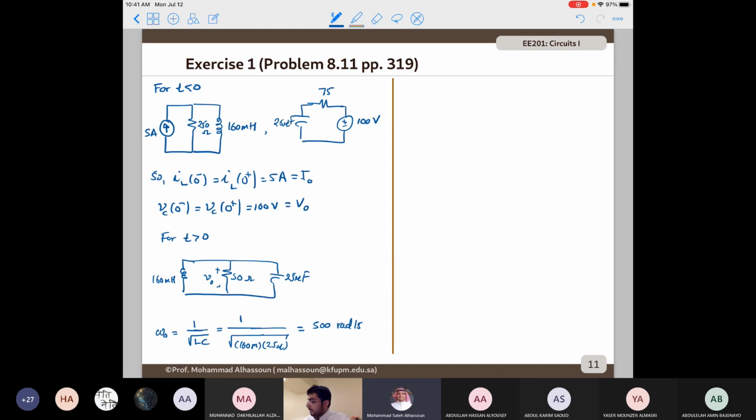Okay, what else? Ibrahim? We should find alpha, which is 1 over 2RC. Yes. And if we do that, we will get 1 over 2, R is 50, C is 25 micro. In this case, you'll have 400 radians per second. Now I found alpha and omega naught. So clearly here, alpha is less than omega naught.